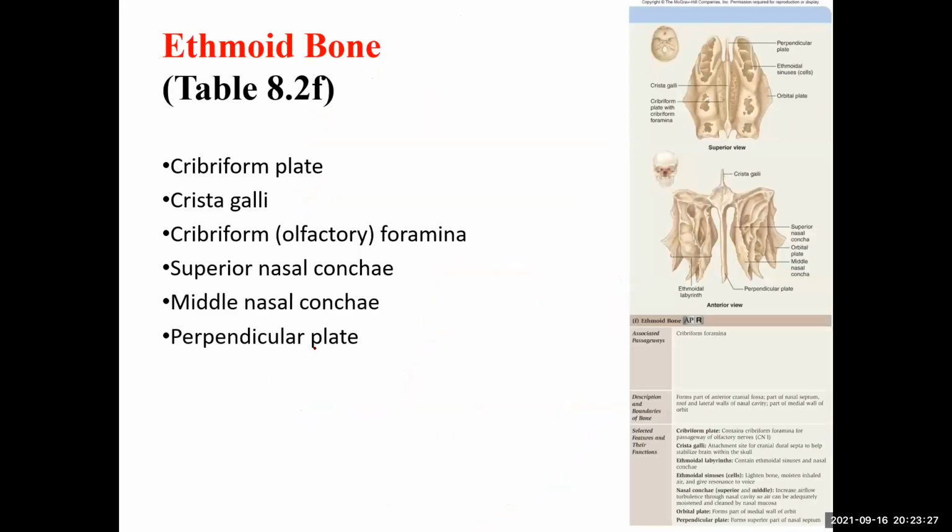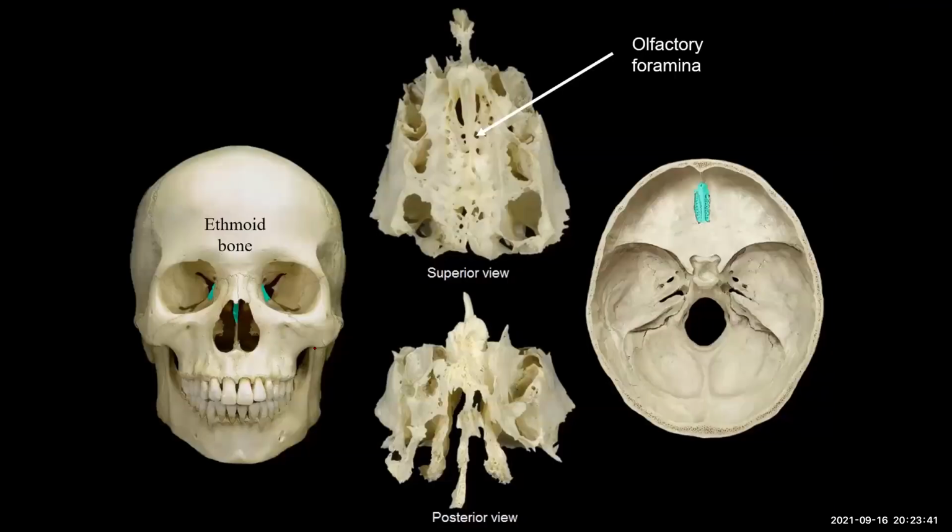All right, I'm going to show you a bone here now in a moment that might give you nightmares. This is the ethmoid bone. I like the bone, but it's a scary looking bone. Look at this thing. Talk about something freaky.